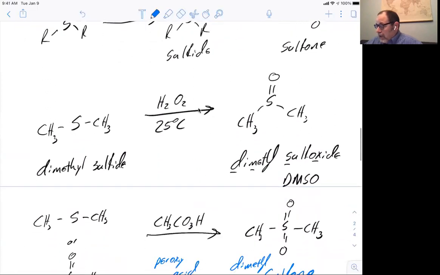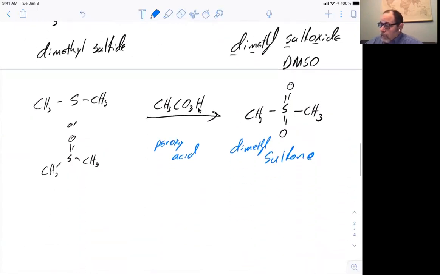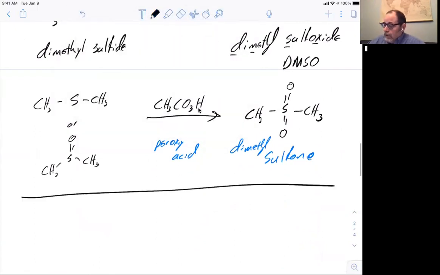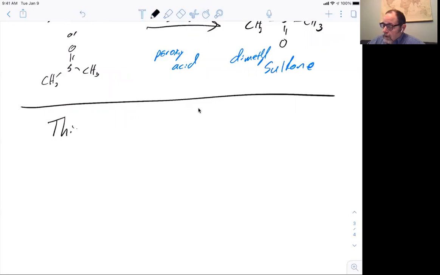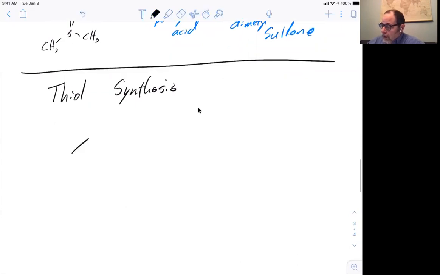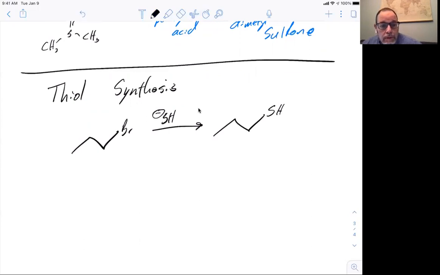Okay, we're going to step back and cover a reaction for thiols. So thiols are pretty straightforward to make, right? We can take an electrophile such as this propyl bromide, and then react that with the sulfur compound, this deprotonated hydrogen sulfide, to give us the thiol.